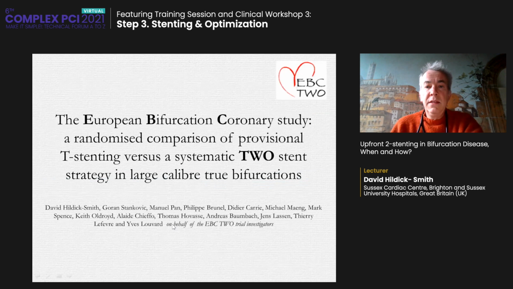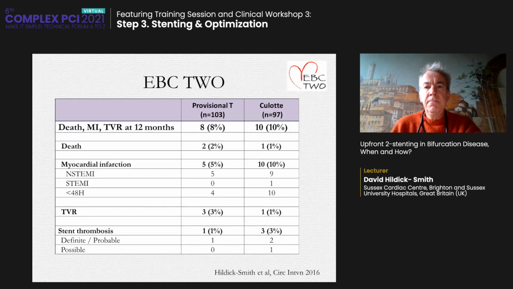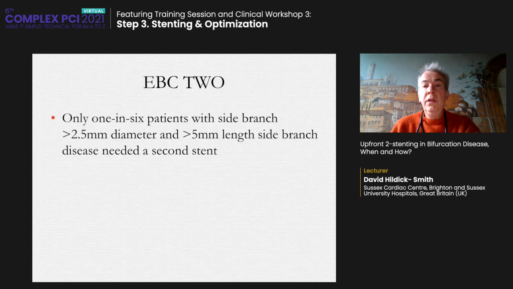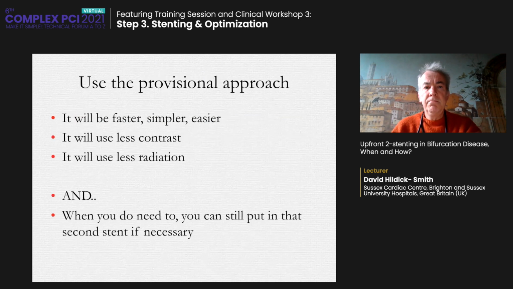So, of course, we looked at this in more detail with the European Bifurcation Club 2 stent study, large caliber true bifurcations. And actually at 1 year, we saw no difference between the two strategies. And perhaps most interestingly, only 1 in 6 of the patients who had this kind of side branch anatomy actually required a second stent. So the recommendation could be to use the provisional approach for the following reasons. You can always put in a second stent if you deem it necessary.